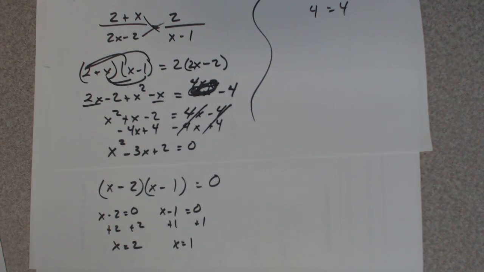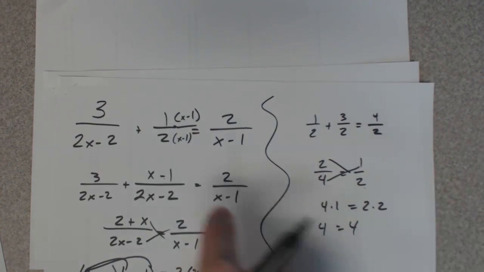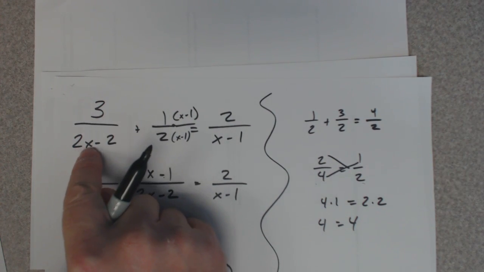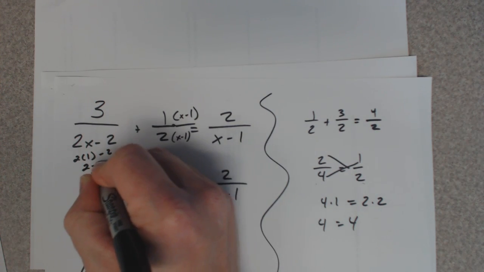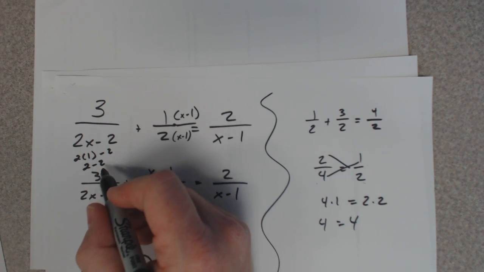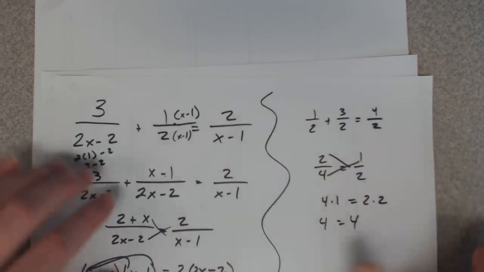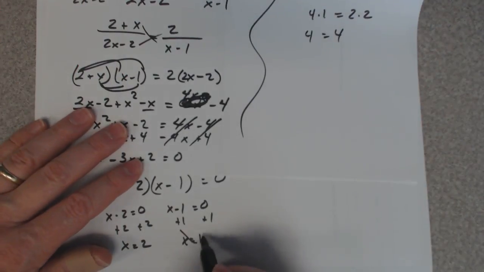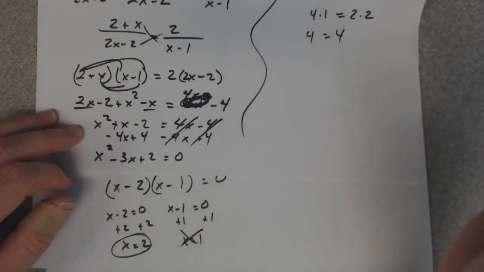So you get two values. But check this out. If I take the value of 1 and plug that back in here, 2 times 1 is 2, and 2 minus 2 is 0. I can't have that. 1 minus 1 is 0, and I can't have that. So 1 cannot work. So my only other option would be 2.